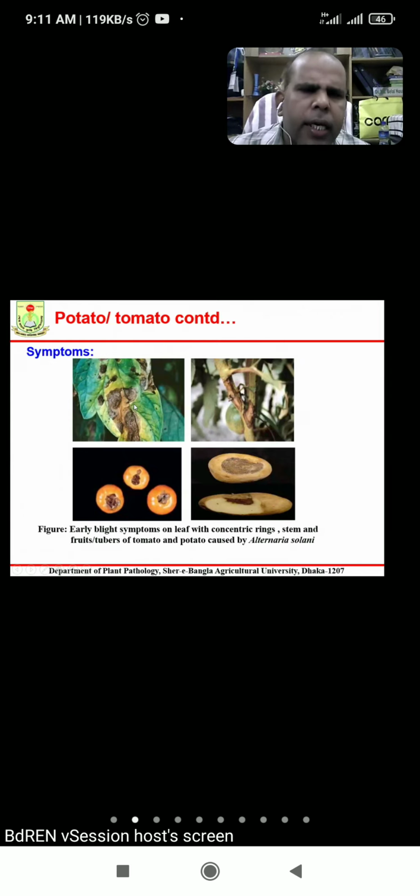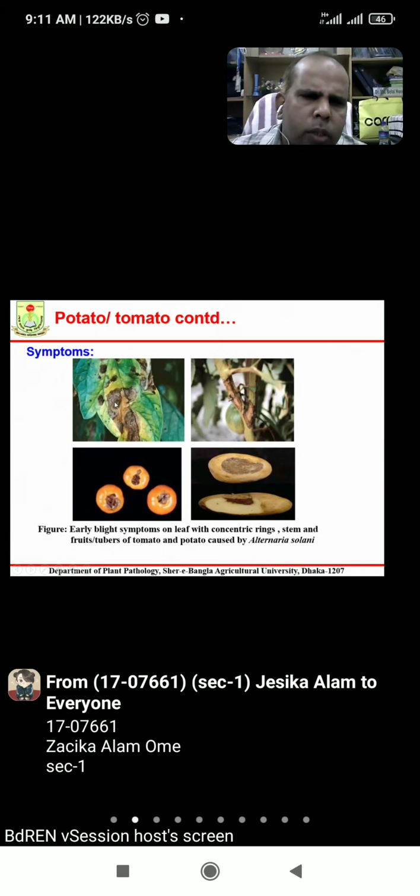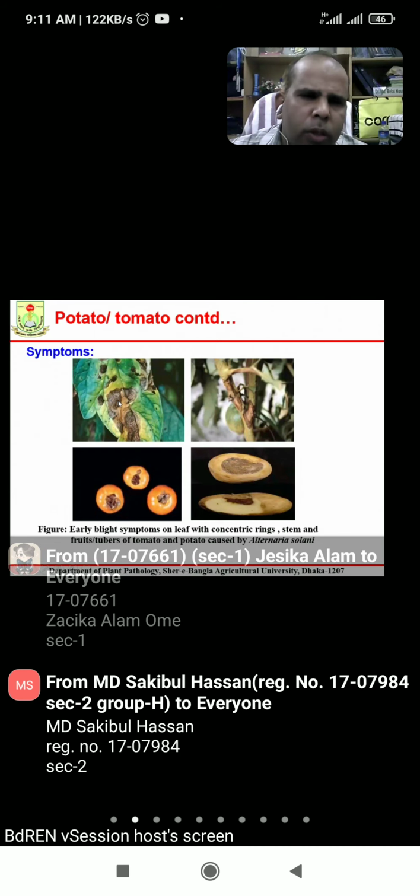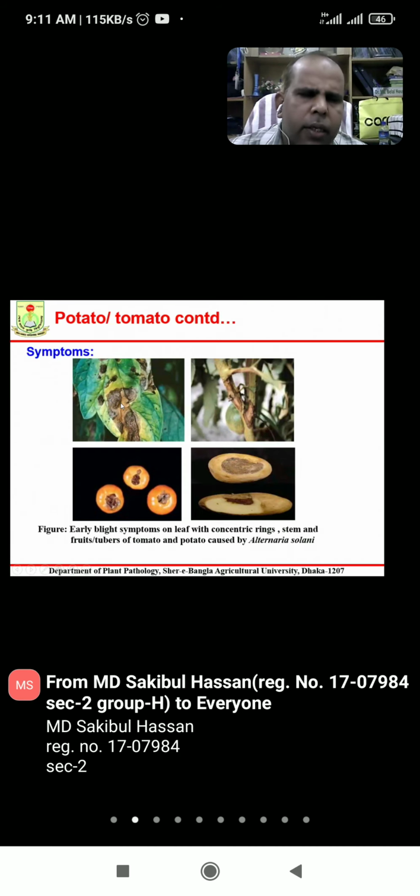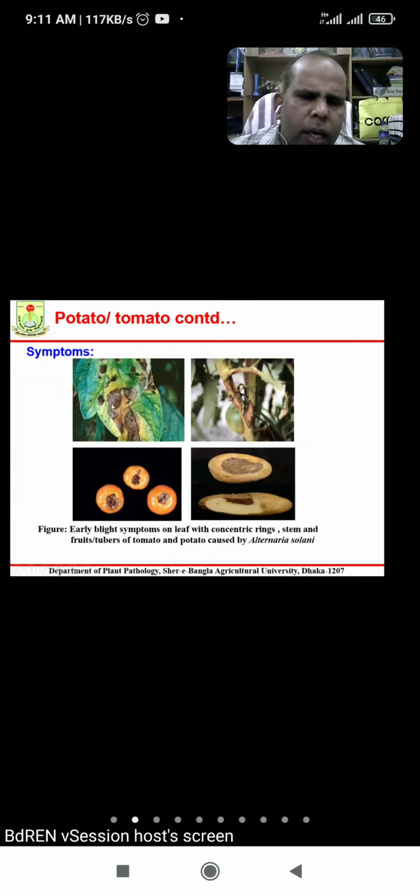You can see here. At first some minute, smaller spots appear on the leaf, and then the spot becomes enlarged in size, and within the spot there will be some concentric rings. At the advanced stage of the disease, several spots join to form a blighted area.